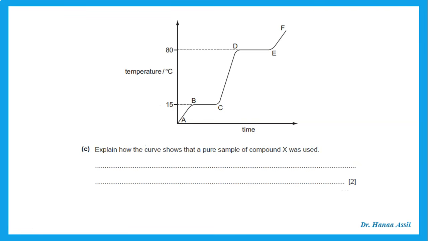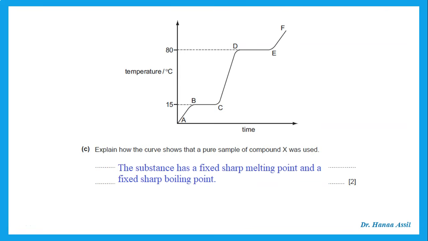Explain how the curve shows that a pure sample of compound X was used. Remember we said, if something is pure, it will have a fixed, sharp melting point and a fixed, sharp boiling point. Now, what if it were impure? If it were impure, then it will melt over a range. So this area B, C, or D, E will be a bent line between two temperatures, and it will not have a fixed melting point or a fixed boiling point.